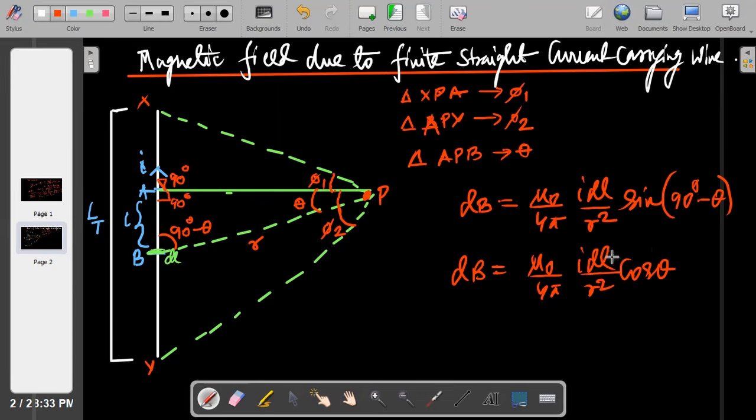Okay. Now this theta we need to integrate, as I am trying to explain, up to phi 1 and minus phi 2, right? So you will get the total magnetic field. This theta needs to be integrated from 0 to phi 1 and from 0 to minus phi 2. So you need to change the limit, right? Now what we are doing, look here.